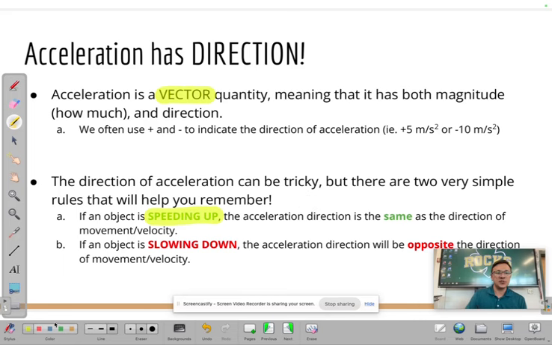Now, on the flip side here, if an object is slowing down, the acceleration direction will always be opposite the direction of the velocity or direction of movement. And again, think about that. If I'm moving north and I want to slow down, I need an acceleration in the opposite direction. I need an acceleration to the south so that I'm losing velocity instead of gaining it.